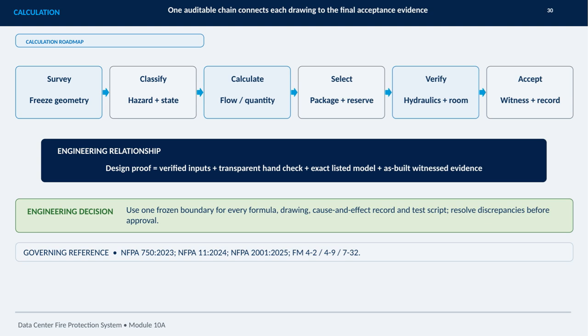The key decision is to use one frozen boundary for every formula, drawing, cause and effect record, and test script. Any discrepancy must be resolved before approval, rather than carried forward. The governing references listed here are NFPA 750, NFPA 11, NFPA 2001, and the applicable FM standards.